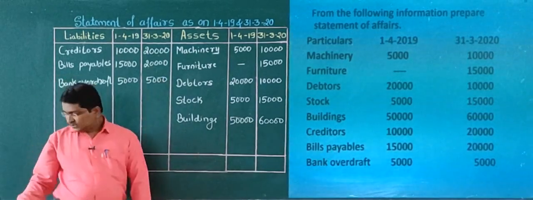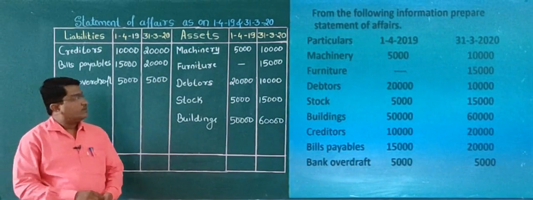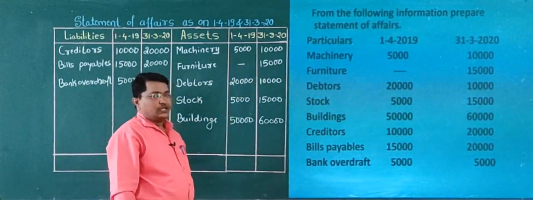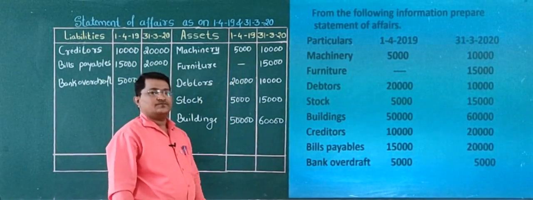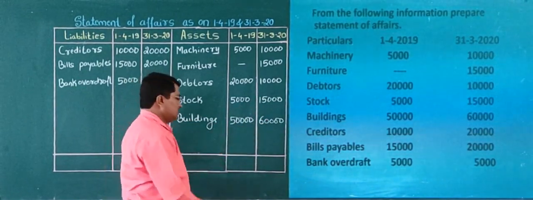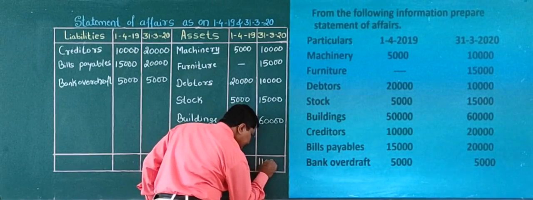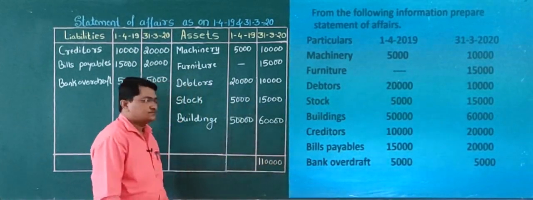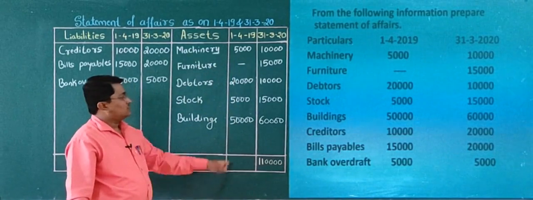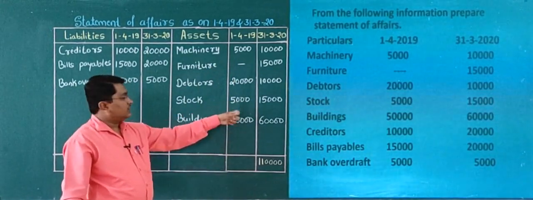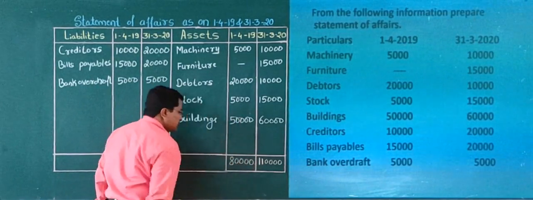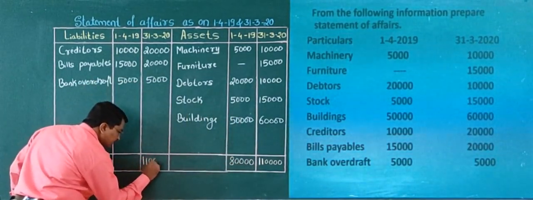Yes. Now make the total of the asset side. What is the closing total? Yes, 10,000 plus 15,000, 25,000. 25 plus 10, 35. 35 plus 15 is 50. 50,000 plus 60,000, it comes to 1,10,000. In the same manner, come to the opening. 5,000 plus 20, that is 25,000. 25 plus 5, 30. 30 plus 50, that is 80,000. I will write the same amount on the liability side.